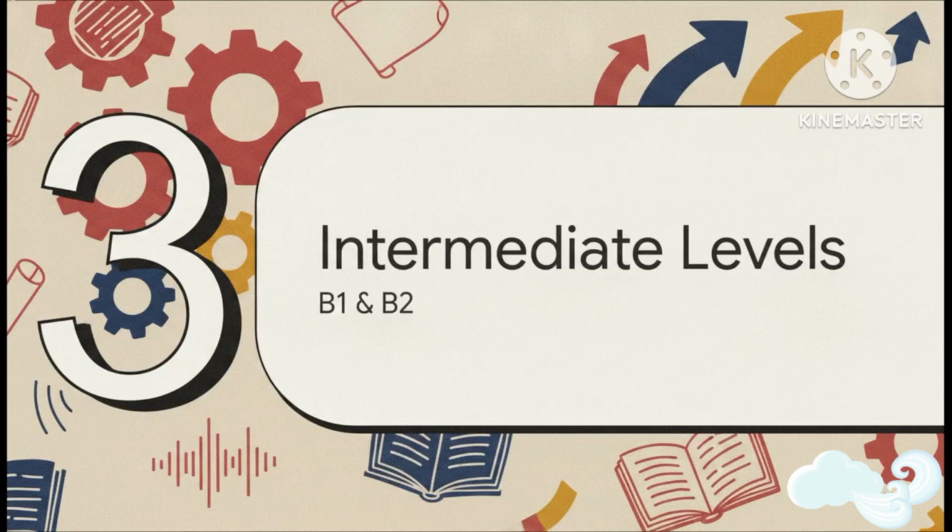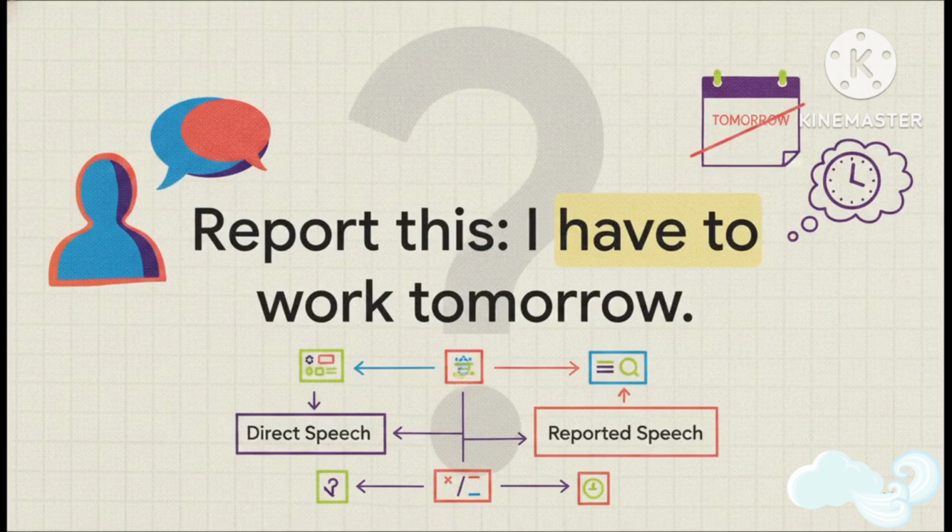Part 3. Tackling the intermediate levels. Things are about to get interesting. The source material now pushes us into B1 territory. We are officially moving from just surviving to actually conversing. And a huge part of conversing is passing on information, what I like to call the gossip tense. So imagine someone says to you, I have to work tomorrow. How would you correctly report that exact sentence to a third person?